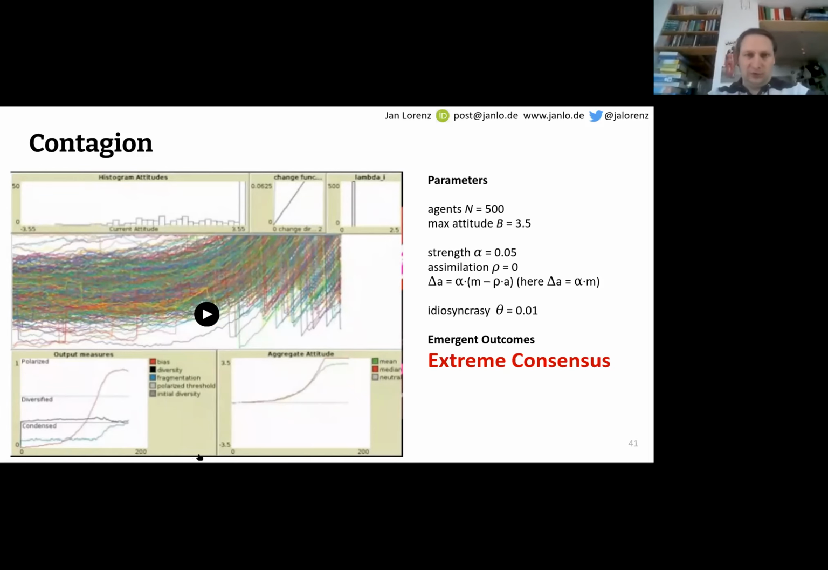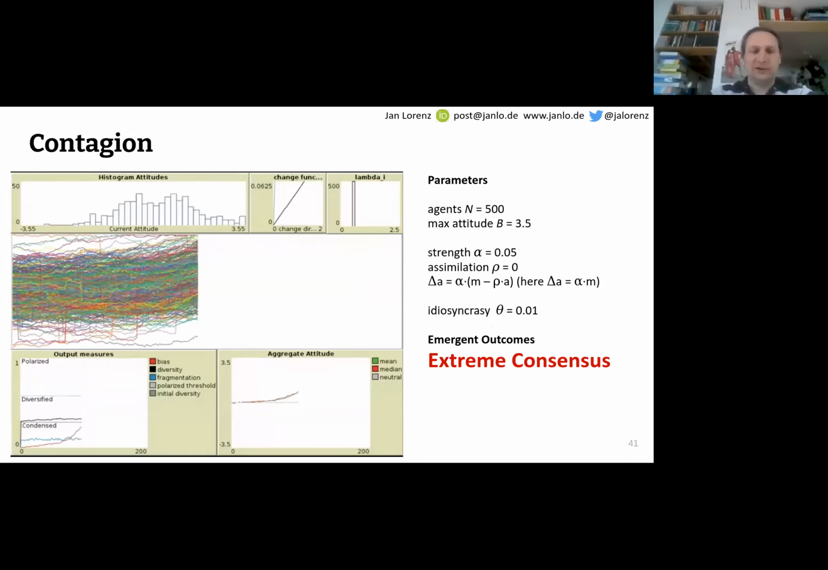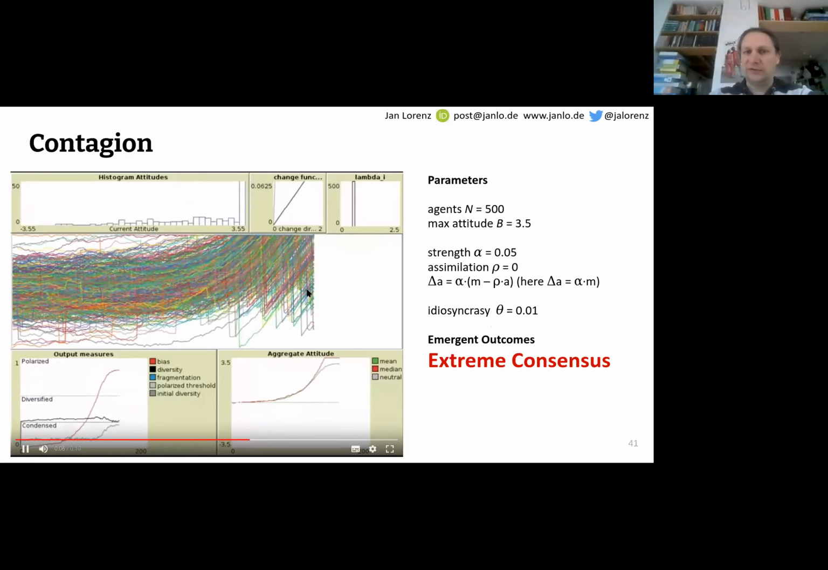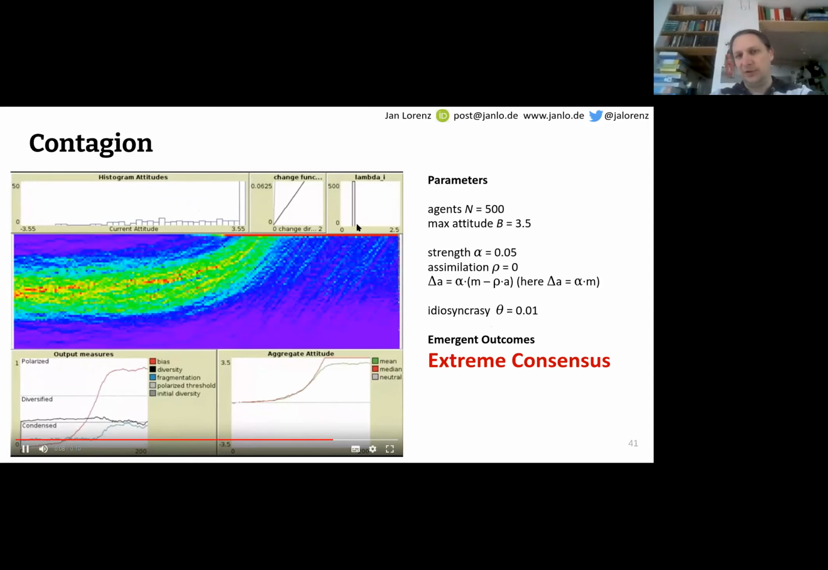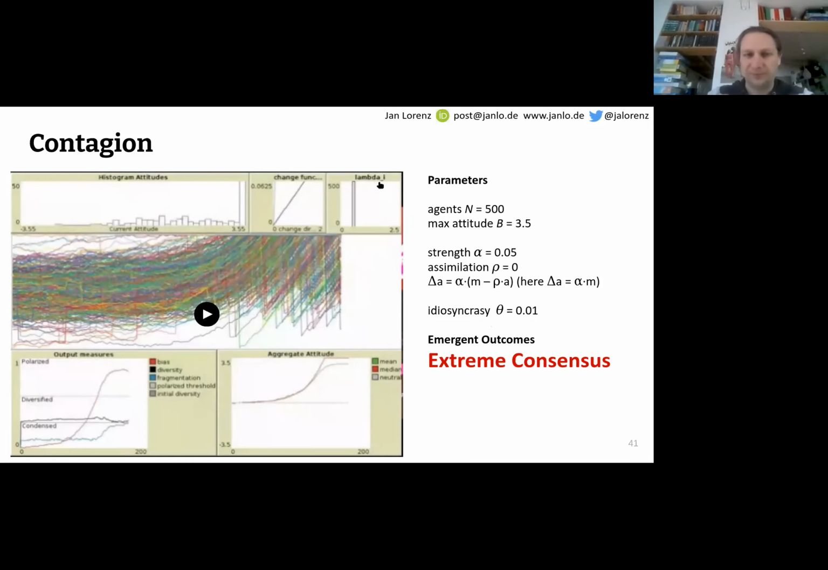Okay, I think we will not go deeper into these measures. But the outcome is always an extreme consensus in that way. So you always go either to the extreme left or to the extreme right. And you see we have some idiosyncrasy here, 0.01. So 1% of each opinion update is a new random number, but this has no effect. It cannot prevent the extremization of the society. Of course you see here there are always these idiosyncratic people, but they are always quickly absorbed to the extreme.